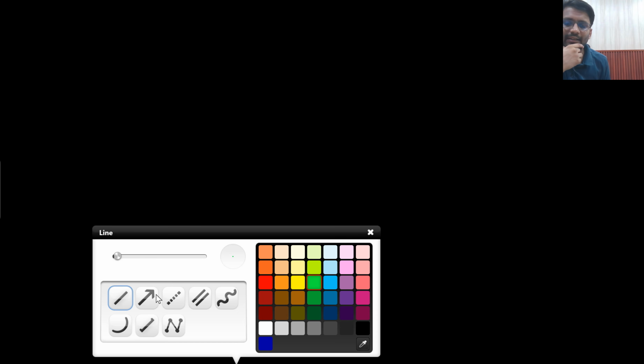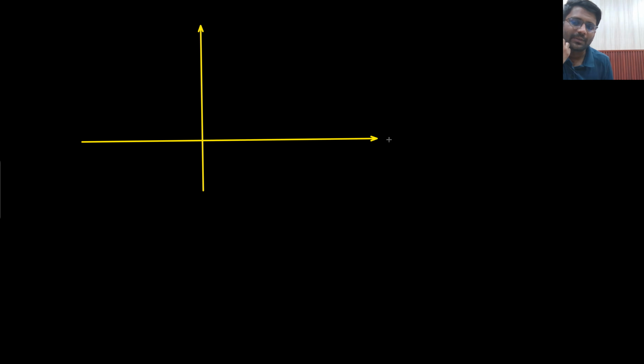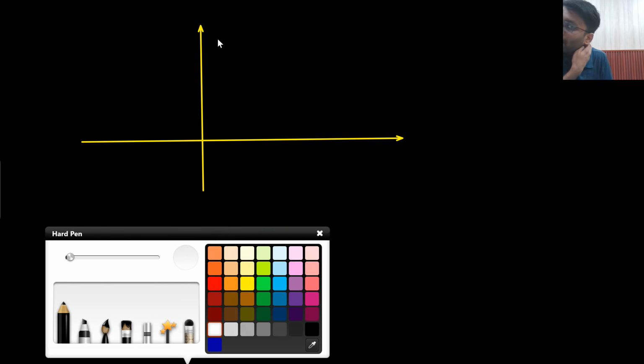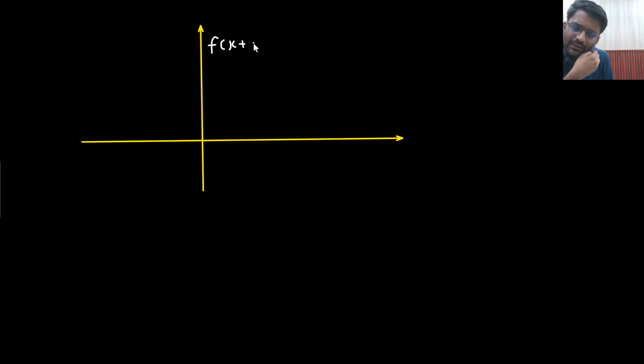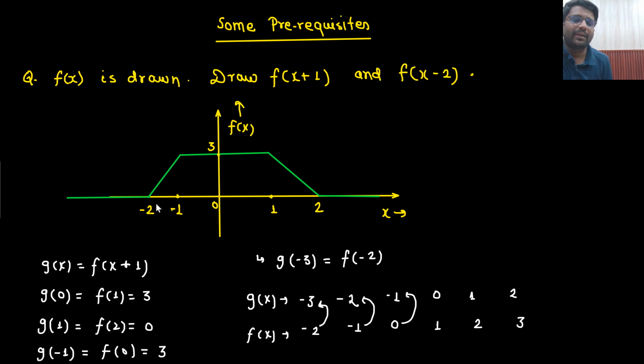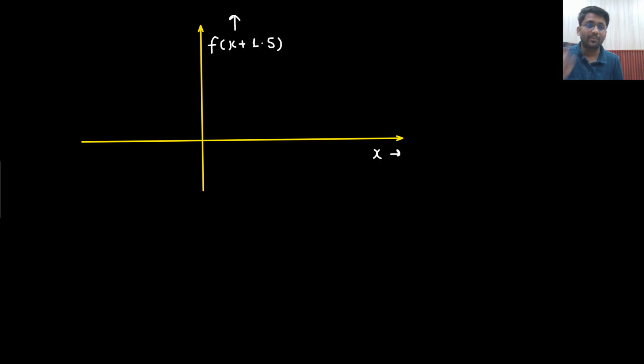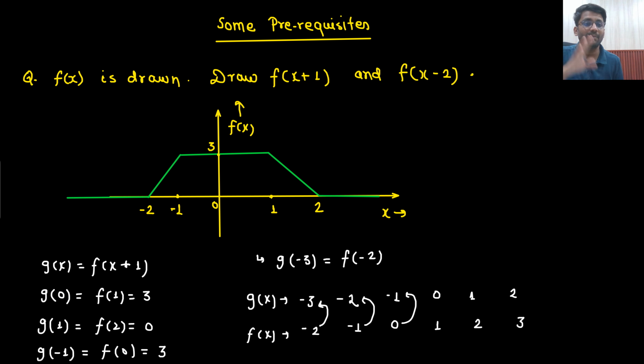Let's try drawing the graph of f of x plus 1.5. Can you draw the graph of f of x plus 1.5? So sir, f of x will be shifted by 1.5. Plus is there, no? F of x plus 1.5. Plus 1.5 means it will be shifted by 1.5 towards the left hand side.